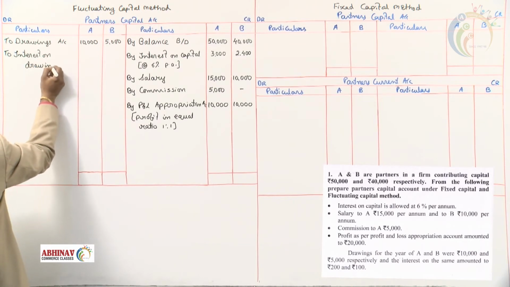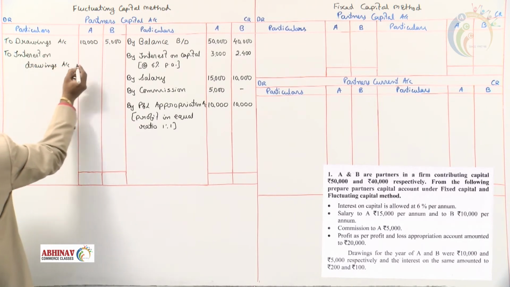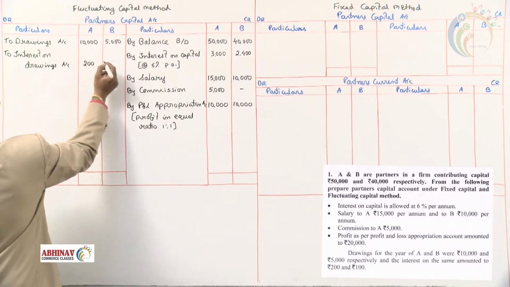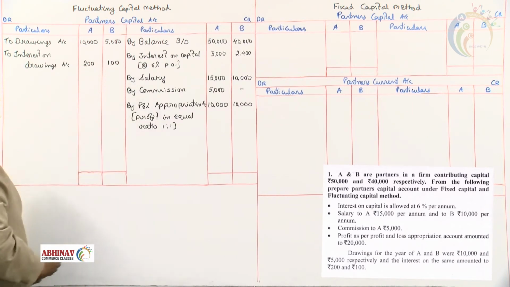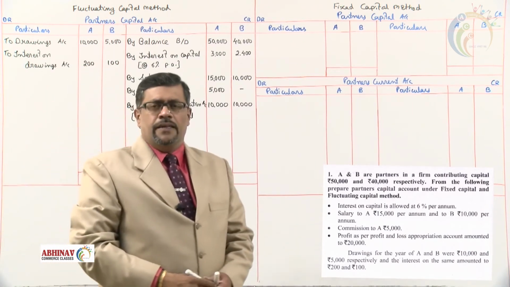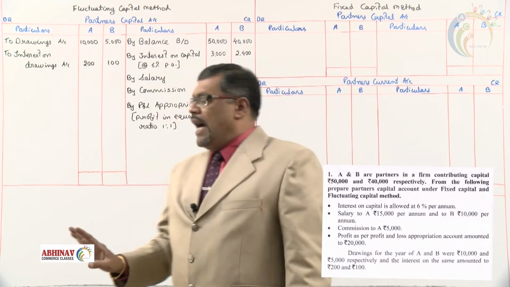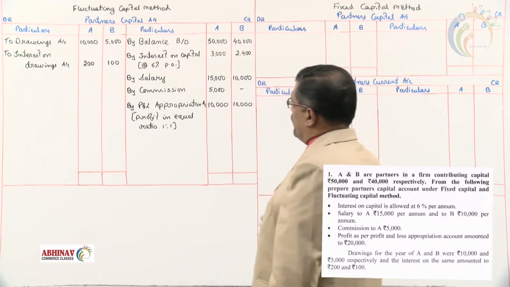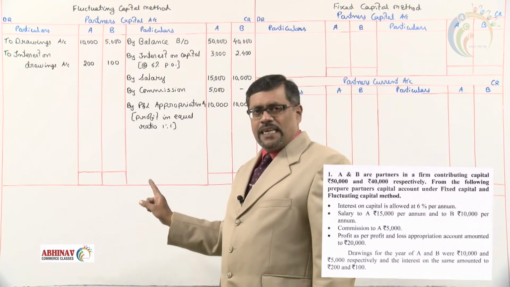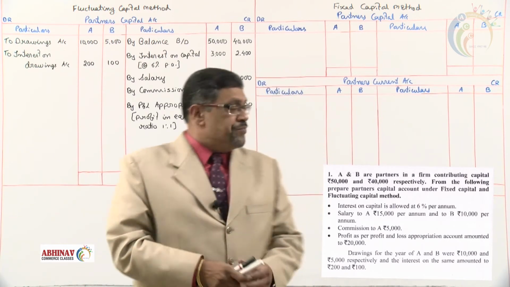To interest on drawings account, rupees 200 and rupees 100. Now, that's all. This is the problem given, and this is what the fluctuating method we have done. Now, let us balance this and see what balance we get.